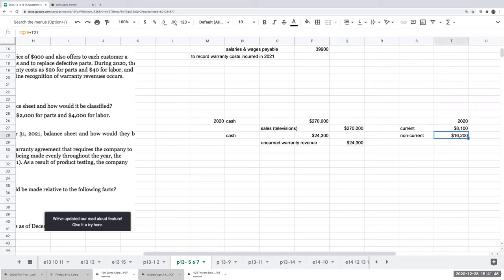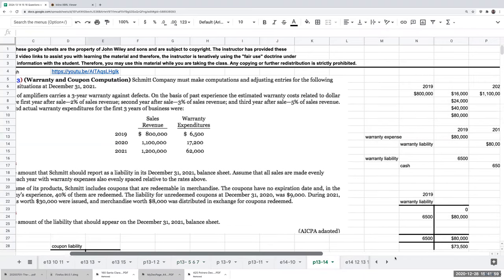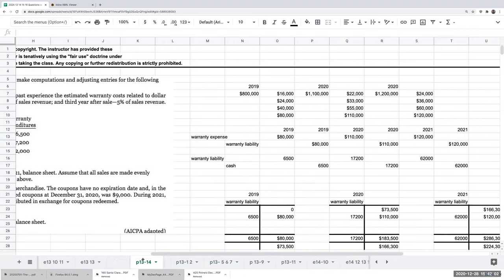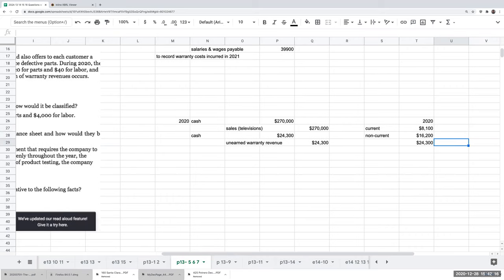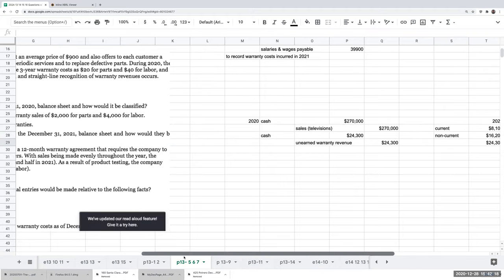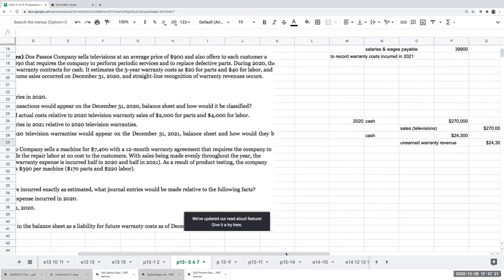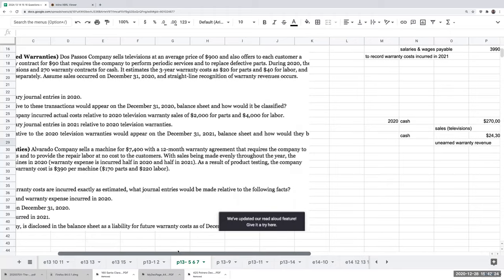Again, a current liability is something I'm going to have to satisfy within the current period. Non-current is beyond a year. And as I mentioned before in the previous video, that can be very, very important to a company, especially if they're computing a certain type of ratio. So for my 2020 liability, it's going to be 24,300. I also would need descriptions and the like, but there you go. So that's 2020.